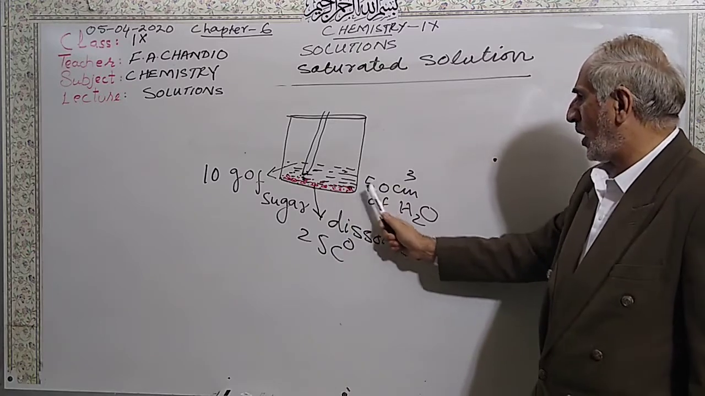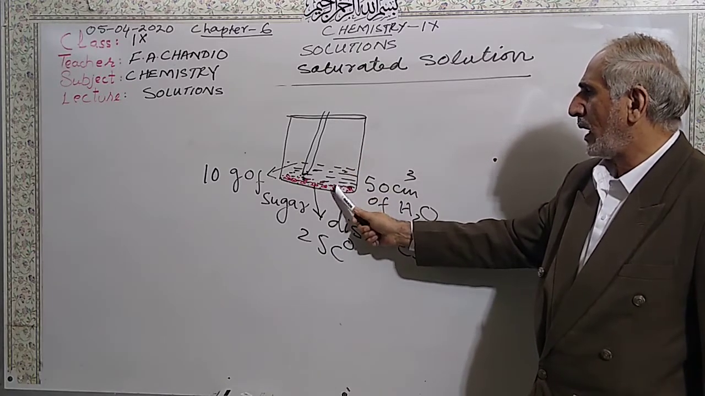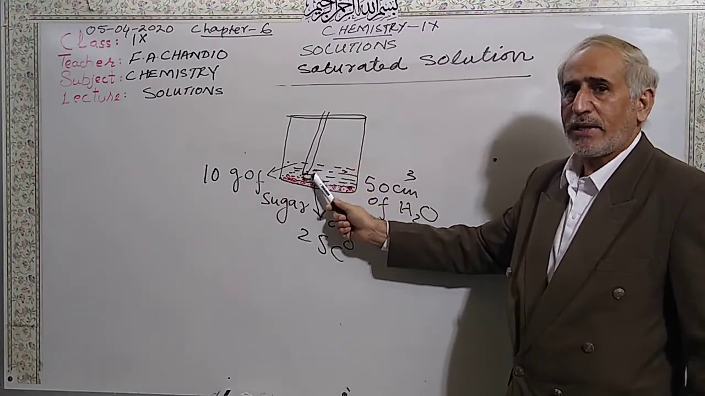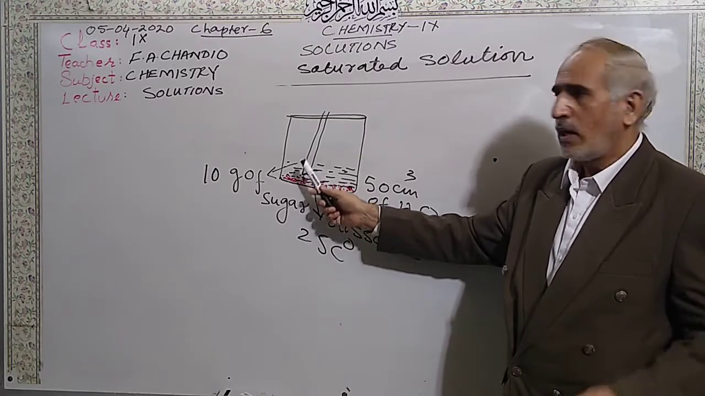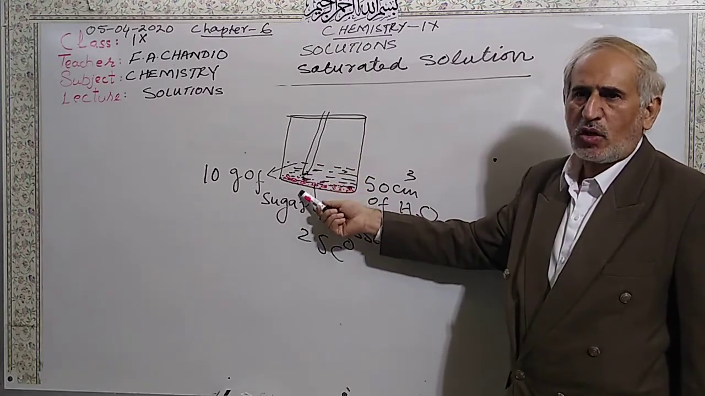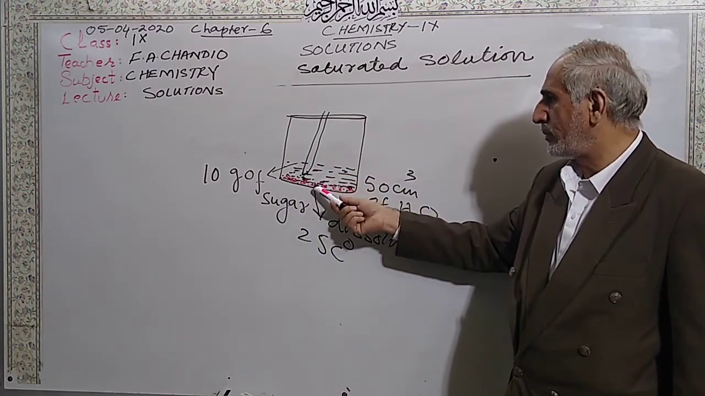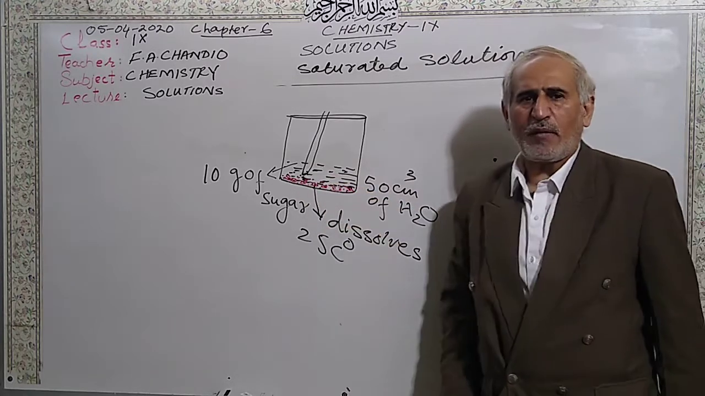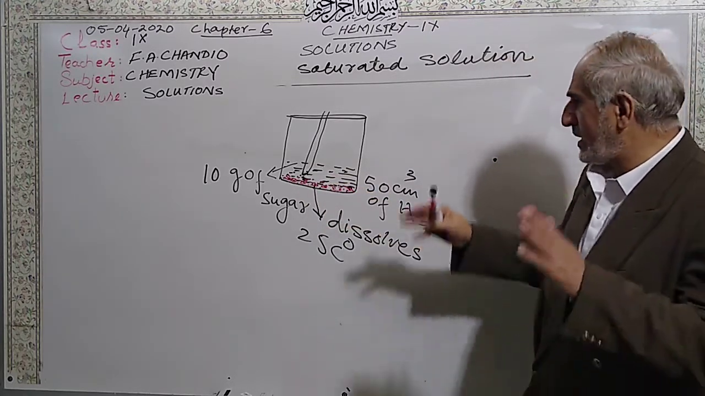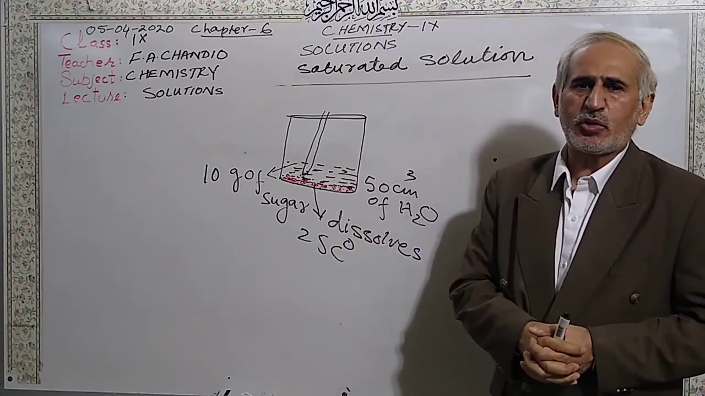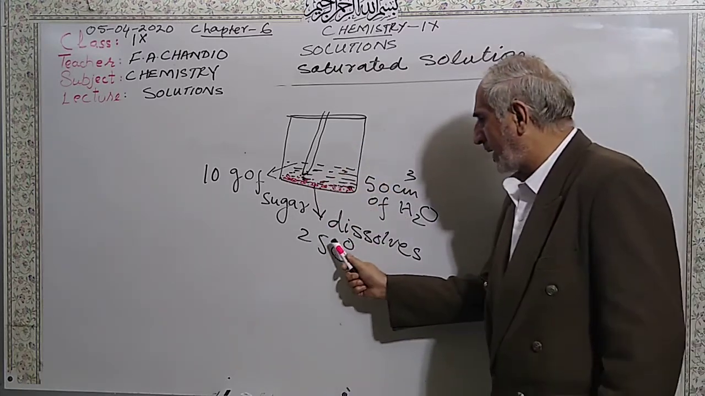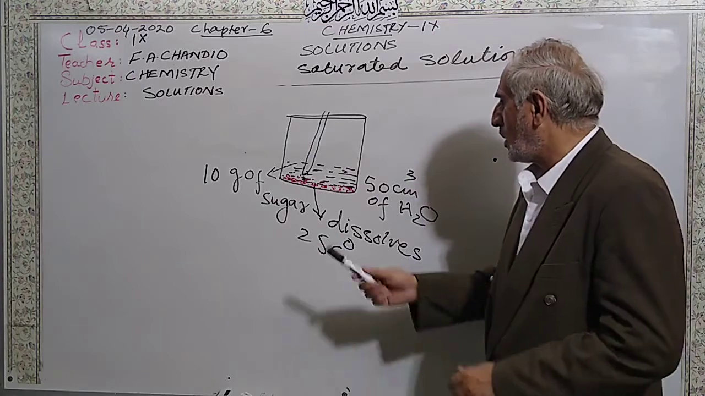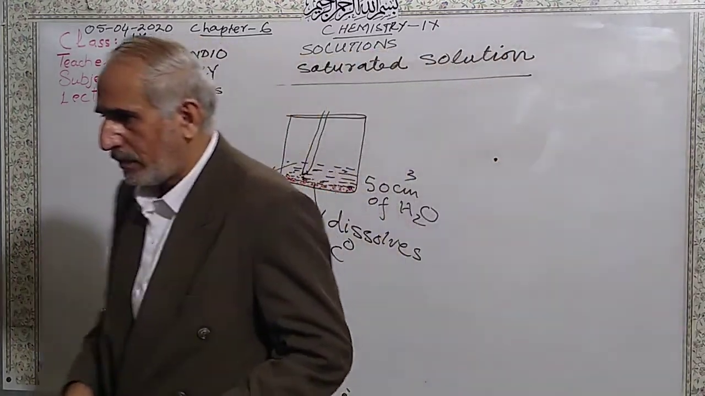Take 50 centimeter cube of water in a beaker and add the solute, stir it, it dissolves. Add more and stir again, it can dissolve. So keep on dissolving till the solute settles at the bottom of the beaker. It means that this solution has no ability to dissolve more solute at a particular temperature and is called a saturated solution. So this is a saturated solution.